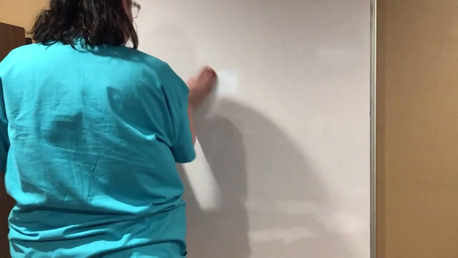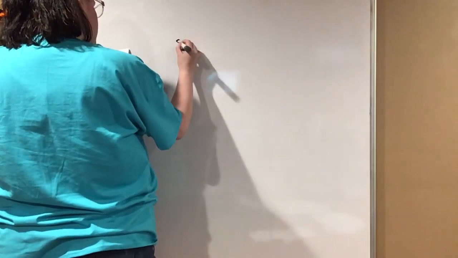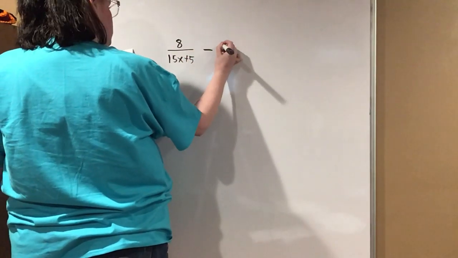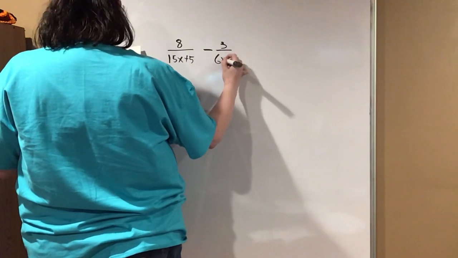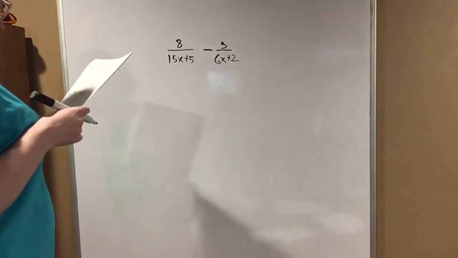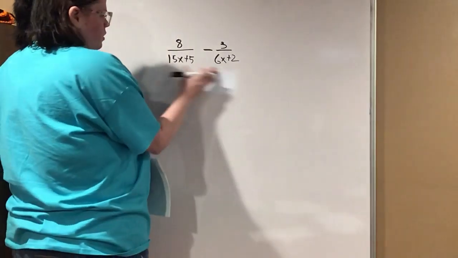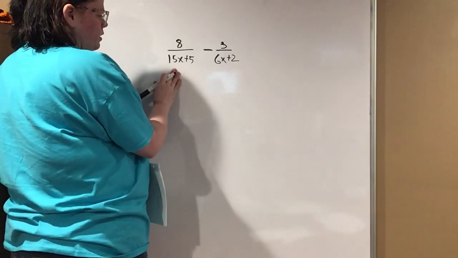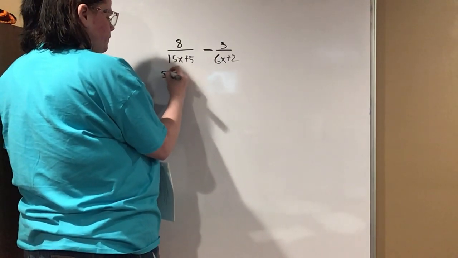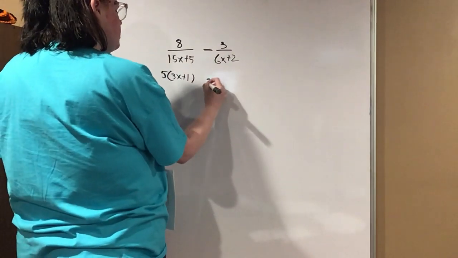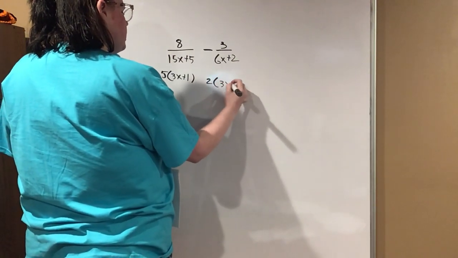rationalizing expressions. But what if they're not the same? Because that would kind of suck, right? So if I have an 8 over 15x plus 5, and it wants me to subtract 3 over 6x plus 2. Well, let's see if we can take something out first of each of these. I'm going to take a 5 out of this guy, and I would get 3x plus 1. I'm going to take a 2 out of this guy, and I get 3x plus 1.